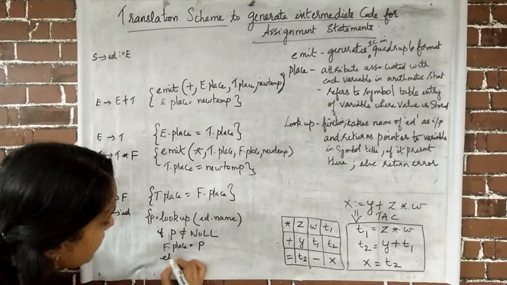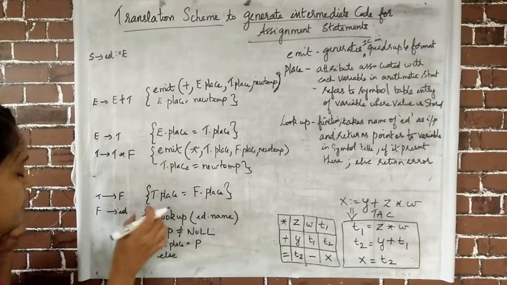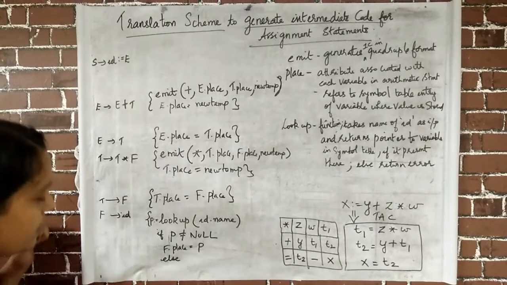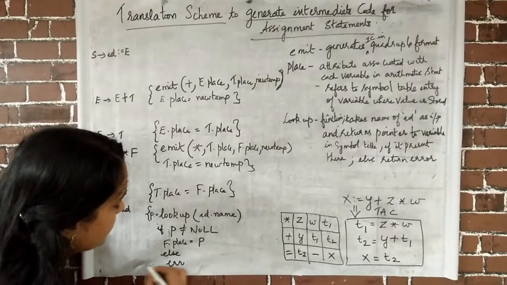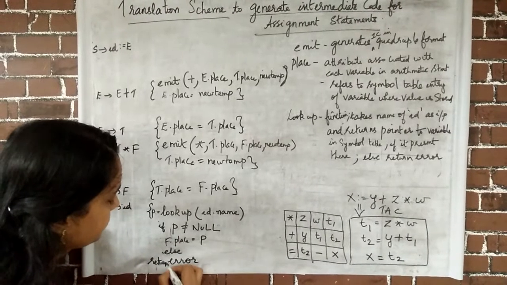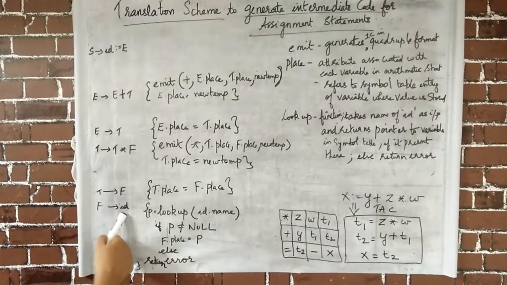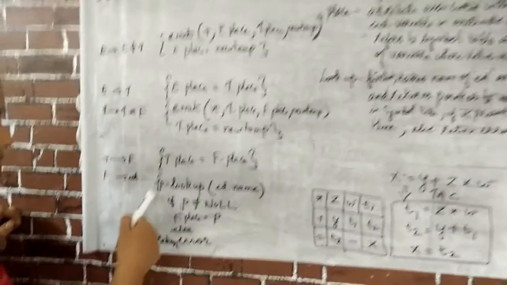Okay. Else, if p is returning a null, it means the symbol table doesn't have an entry named id.name, some x, y, z, it is not present in the symbol table. Then it will return an error. Else return error. Okay. Close the brackets. So this is how we write for id. Whenever id is there, you have to use a function lookup. So it is returning some value.